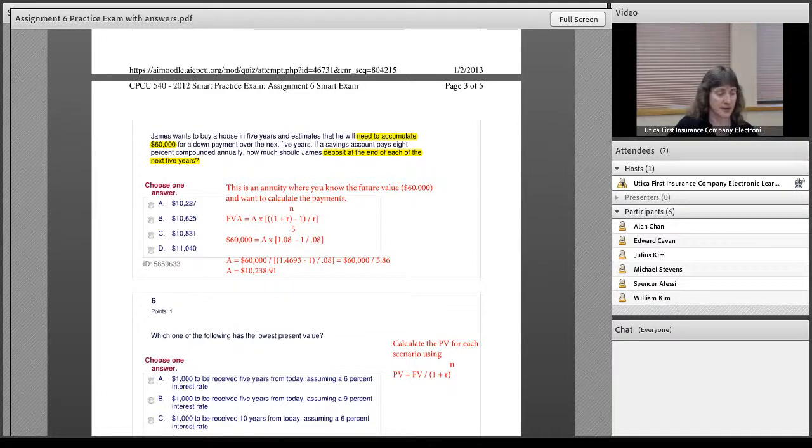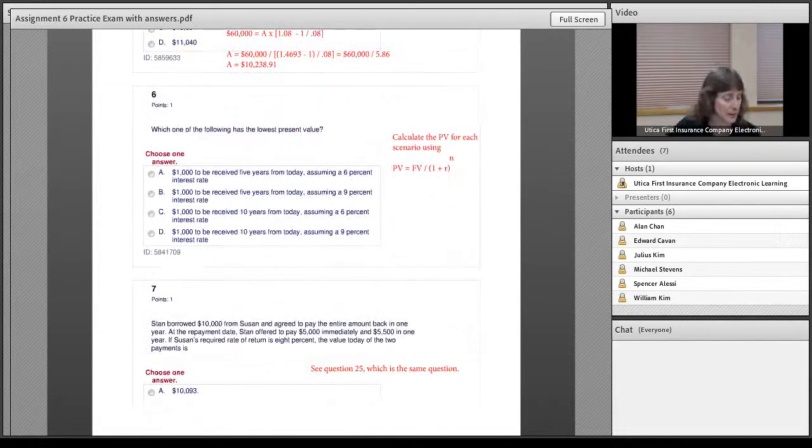Before we talked about it, the answer there is A. Question 6. Ooh, cursor's crazy today. Okay, here we go. Which one of the following has the lowest present value? There are 2 ways you can do this. You can go through the long way, around the barn, and use that present value formula, which is the future value divided by 1 plus r to the n, or let's just look at these and try to make sense of it. Which one has the lowest present value?